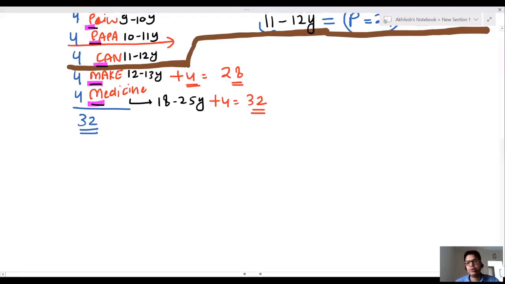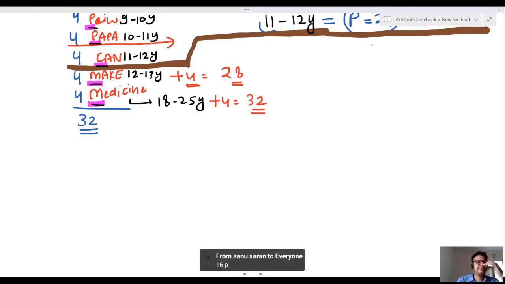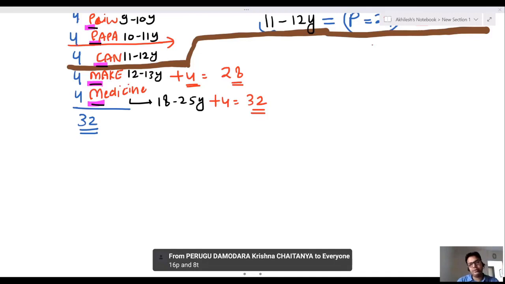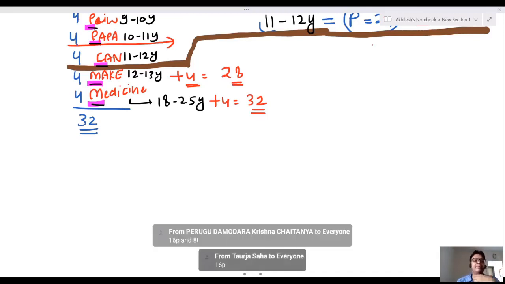At 9 to 10 years of age, how many temporary and how many permanent teeth do you have? 9 to 10, how many permanent? 16 permanent and 8 temporary. Very good.